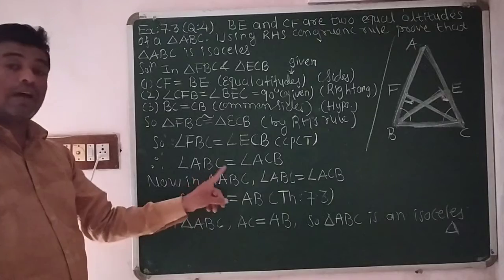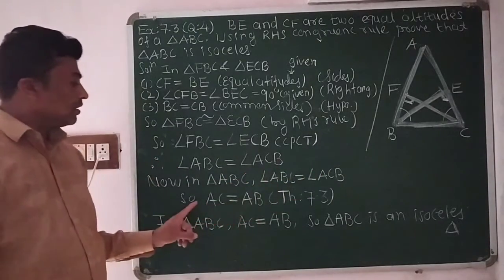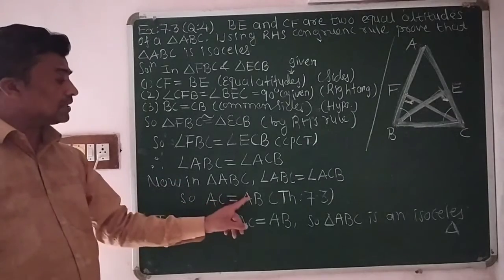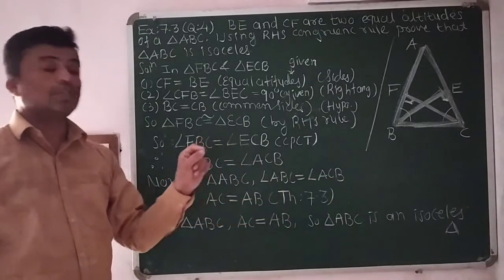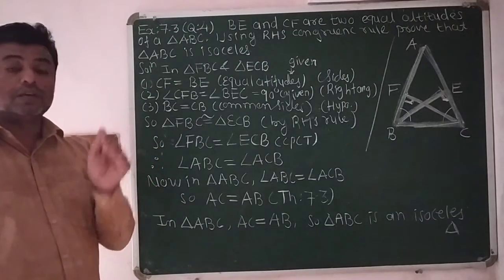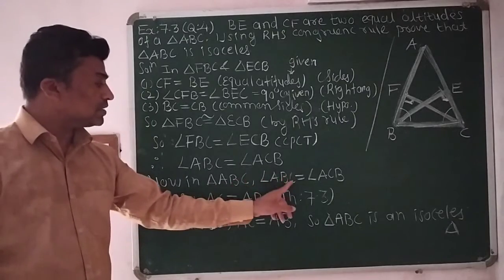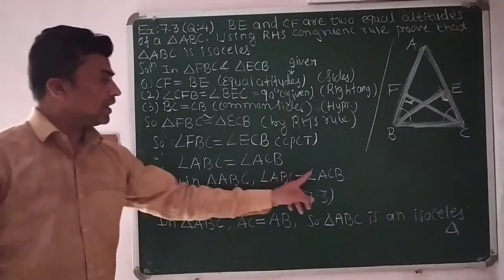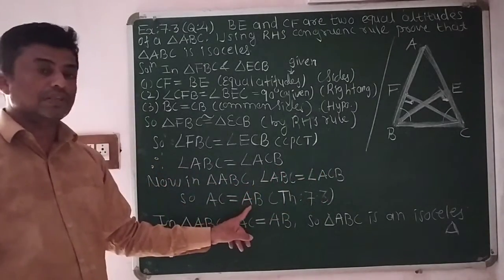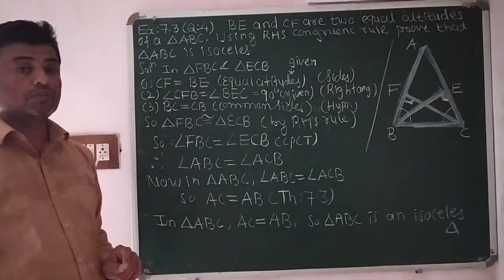So see children, in triangle ABC, angle ABC is equal to angle ACB. We can write AC is equal to AB because of theorem 7.3. And theorem 7.3 says equal angles, opposite sides are always equal. So angle ABC, opposite side is AC. Angle ACB, opposite side is AB. So AC is equal to AB according to theorem 7.3.